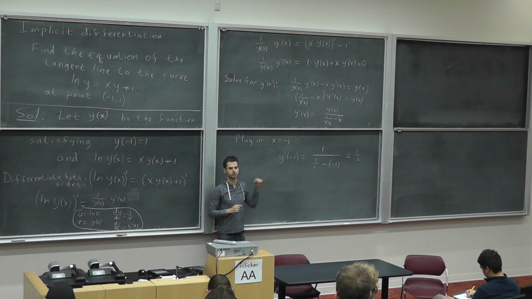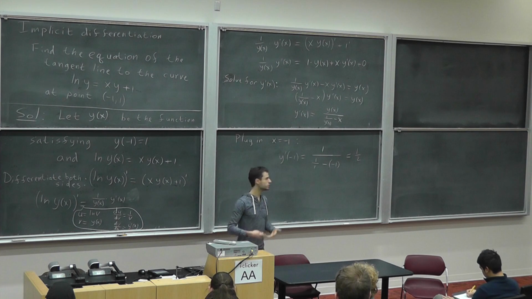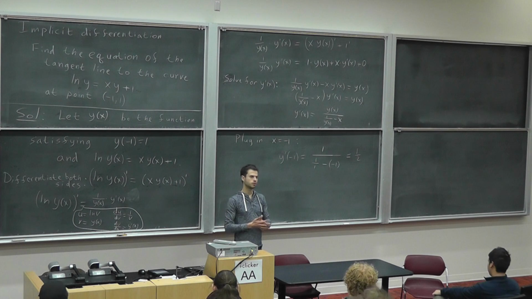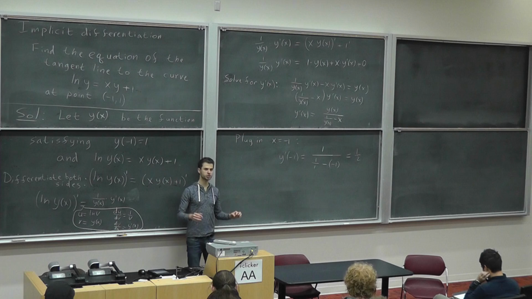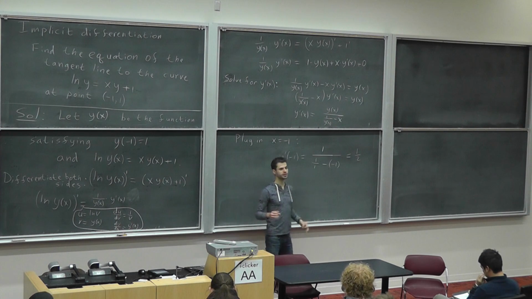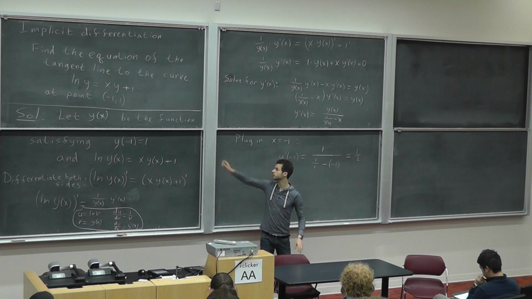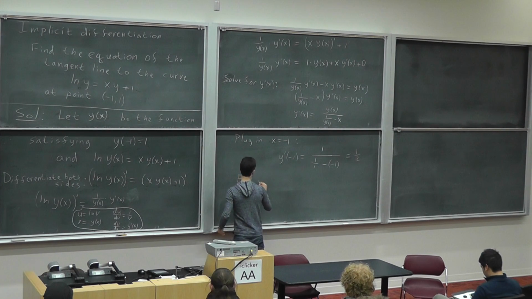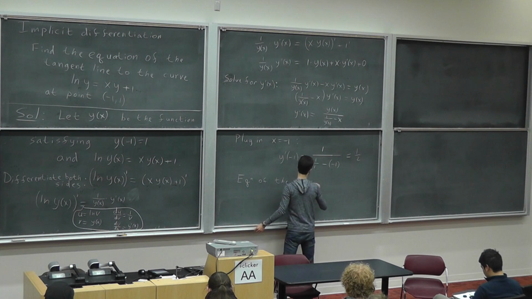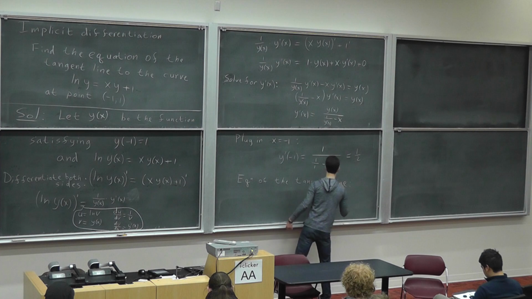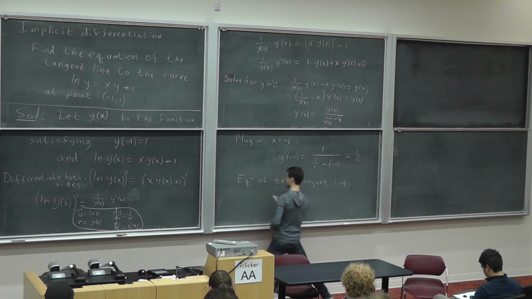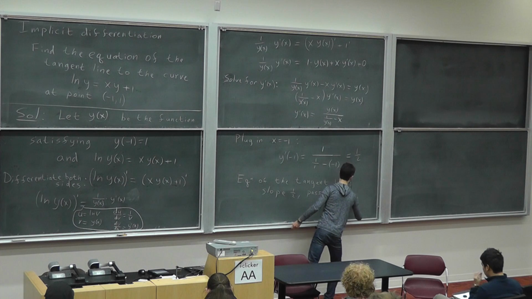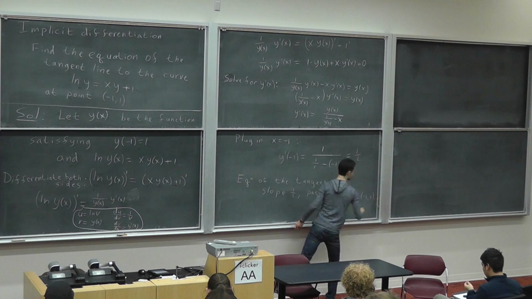What we found is the slope. So from here we should still go on and find the equation itself. How do we do it? Point and the slope. Okay, so I have a slope of a line, and I have a point on this line, the point minus 1, 1. So, the equation of the tangent line has slope 1/2 and passes through minus 1, 1. So what is the equation?